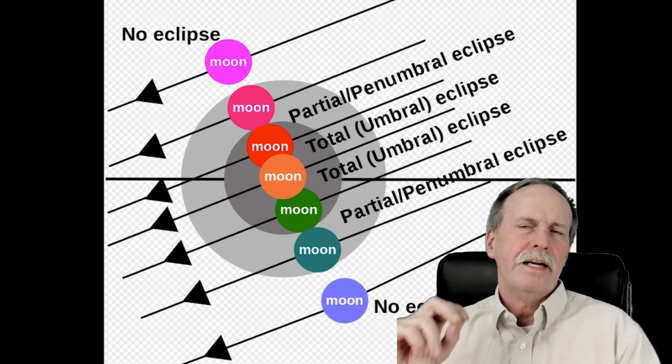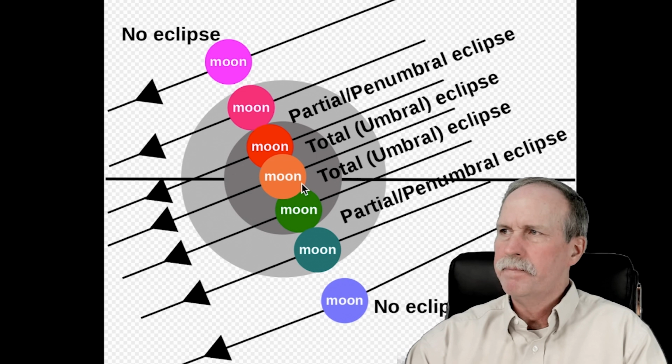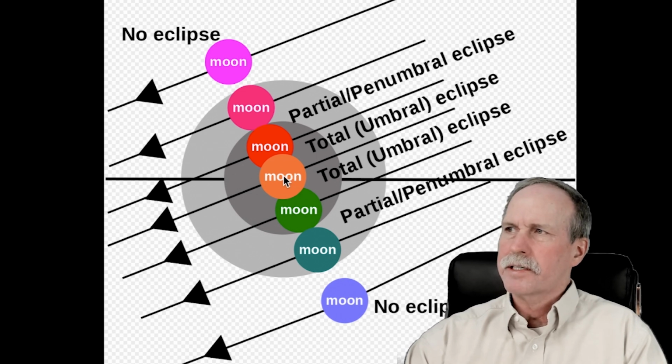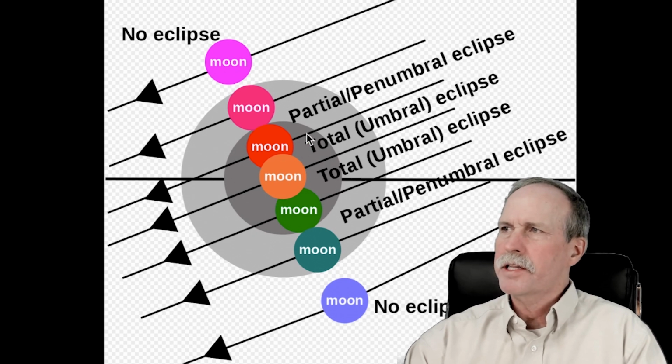And you can see that in this illustration. So here is the ecliptic plane right here, right above my head. And that is the center of the Earth's shadow on the ecliptic plane. There are 2 parts to the Earth's shadow. One is called the umbra, and the other is called the penumbra.